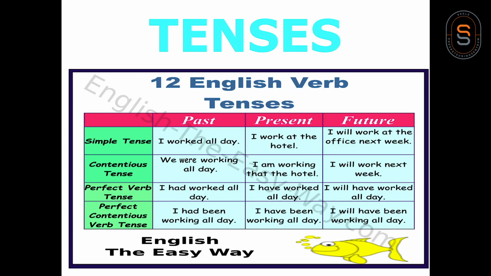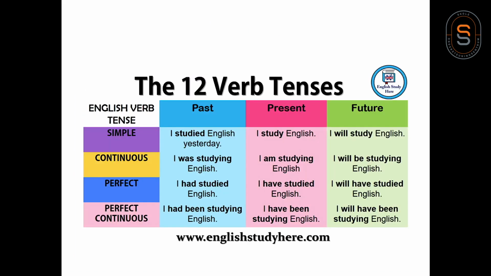And then we have the perfect continuous tense. I had been working all day in the past. I have been working all day in the present, and I will have been working all day in the future. More examples here, past, present, and future tense, as you can see. And then this simple past tense, I studied English yesterday. I study English in the present, and I will study English.